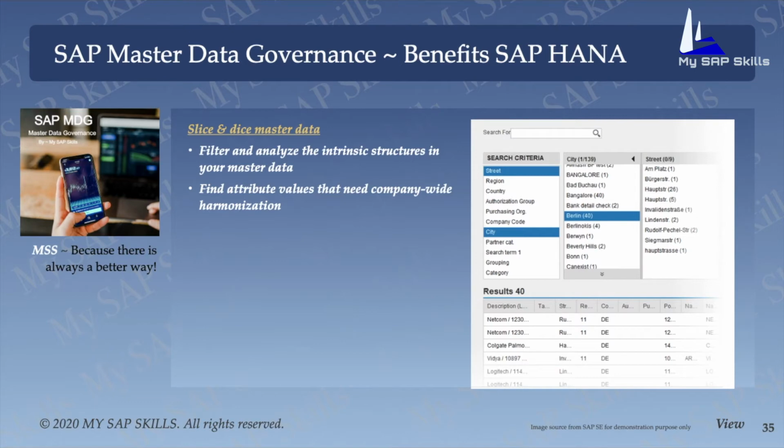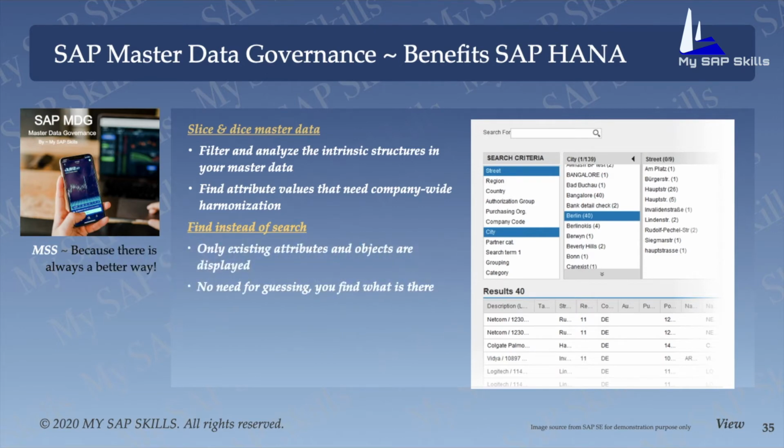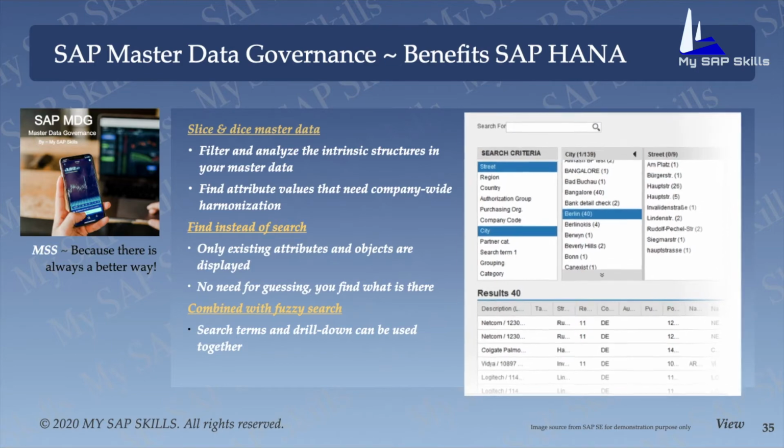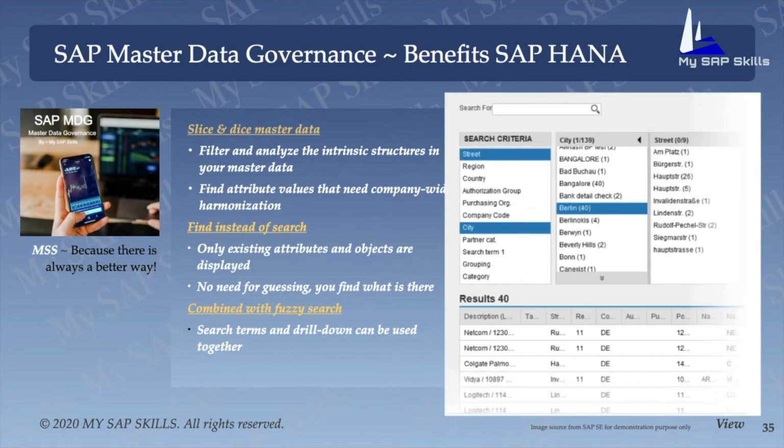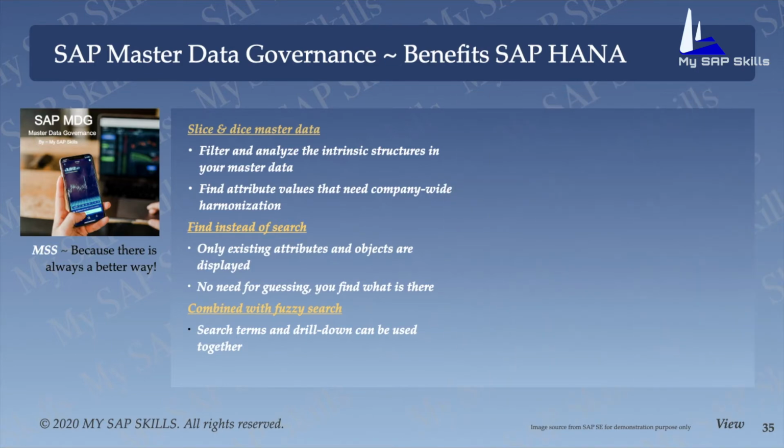SAP MDG works with a find concept instead of a search concept. Here, only existing attributes and objects are displayed. Now you don't have to just guess the value, you can actually find the real value. SAP MDG is combined with fuzzy search. Search terms and drill down can be used together in the MDG system, with the help of SAP HANA.